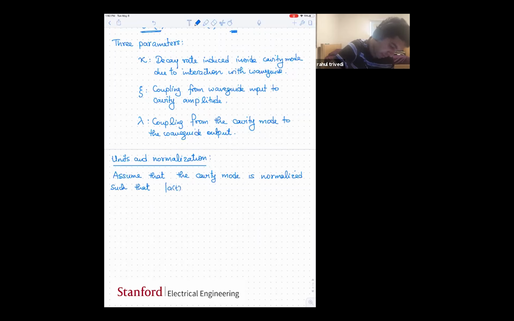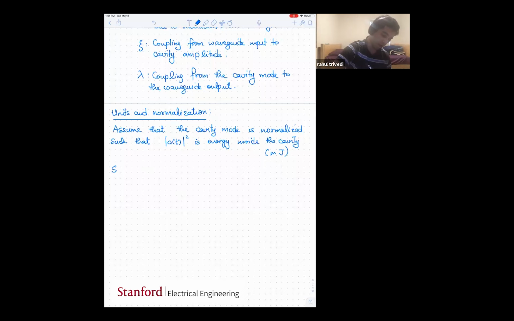well, the magnitude of A of t squared is the energy inside the cavity, let's say in joules, although that doesn't really matter, right? So we are going to choose our cavity mode amplitude in such a way that mod A of t squared tells me what the energy inside the cavity is. In other words, if A of t is equal to 1, that means that the energy inside the cavity is 1 joule, right? So that's how we are going to choose the mode profile of the cavity. It's just a normalization, right?